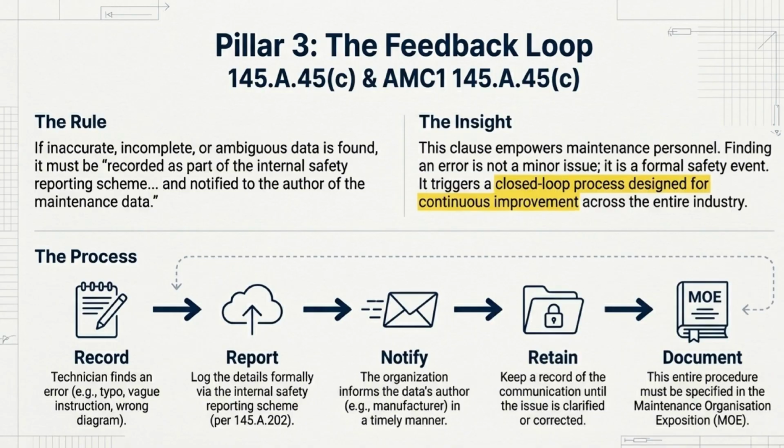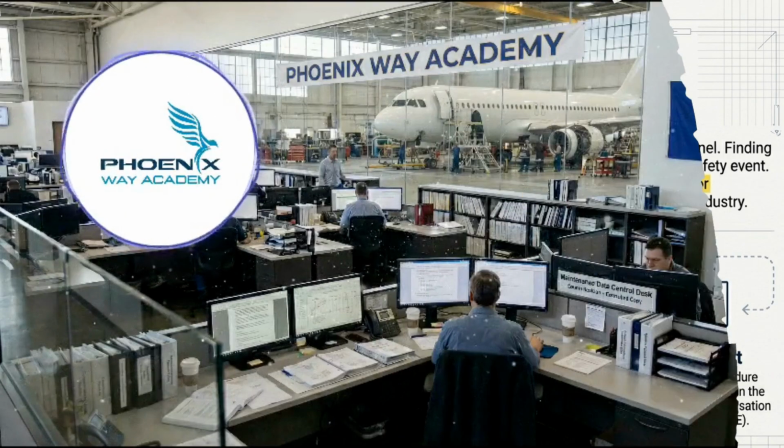Yeah, this AMC really drills down into the procedural steps. First, log it internally via your safety reporting system. That's step one. Then, critically, you must notify the original author, the manufacturer, the designer, in a timely way. No sitting on it. And your organization has to keep meticulous records of this communication until the issue is fixed, the data corrected. And the whole process, every step, must be clearly laid out in your maintenance organization exposition, the MOE. It's all about that traceable, continuous improvement.